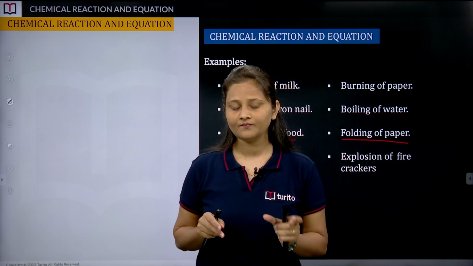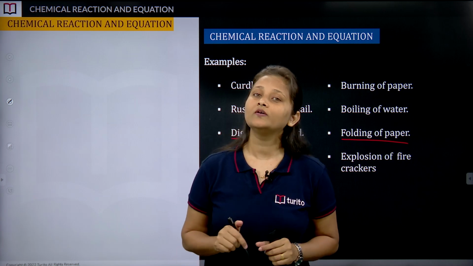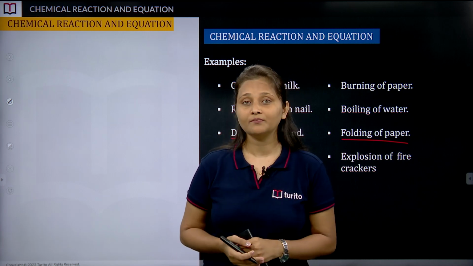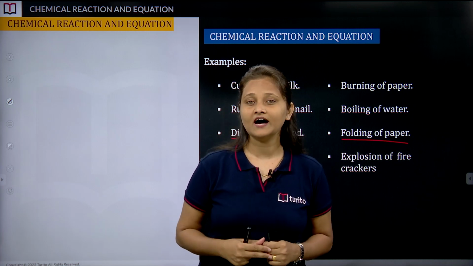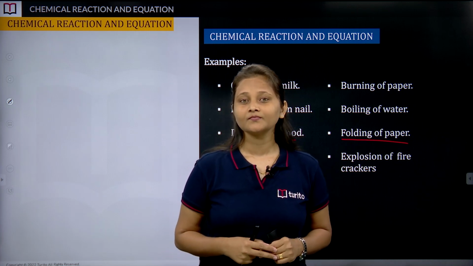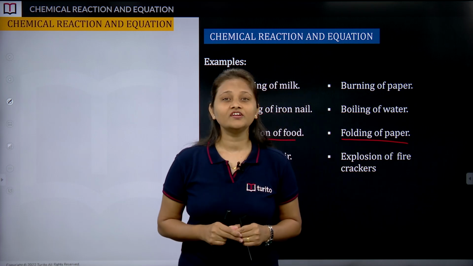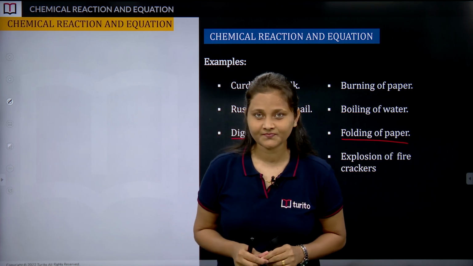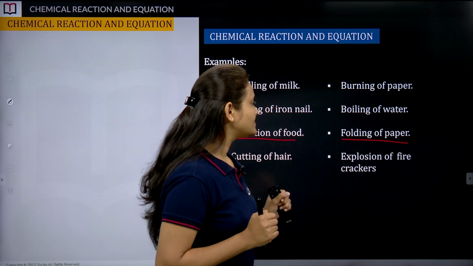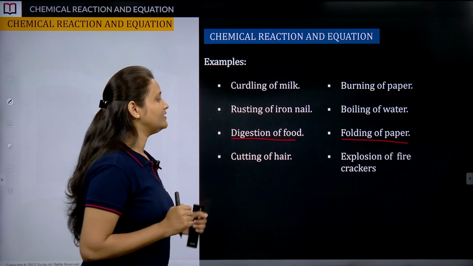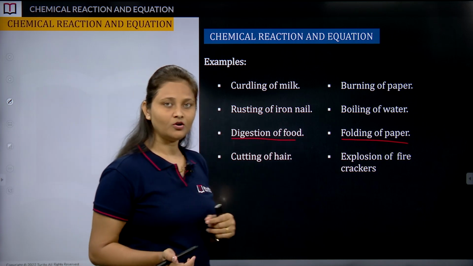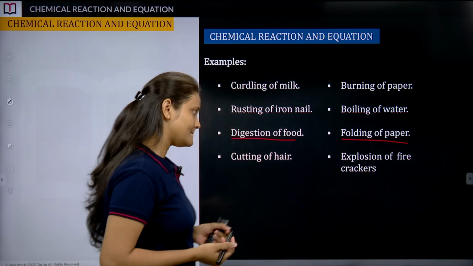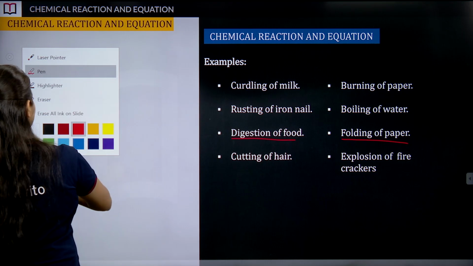Now, in our lower grades we have studied 2 different types of changes. Can anyone tell me what these changes are? Physical change and chemical change. Okay, so let's try to understand the examples which I have given here. Can you all tell me among these examples which one is chemical or which one is physical? Okay, let's see.